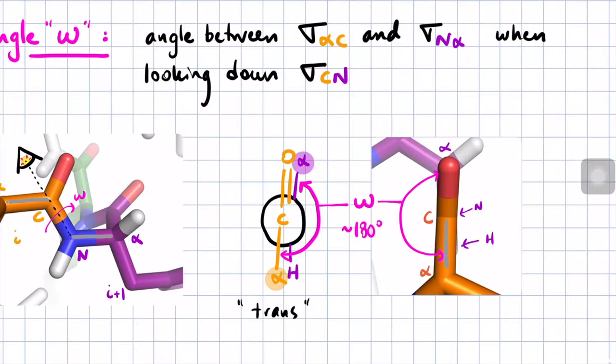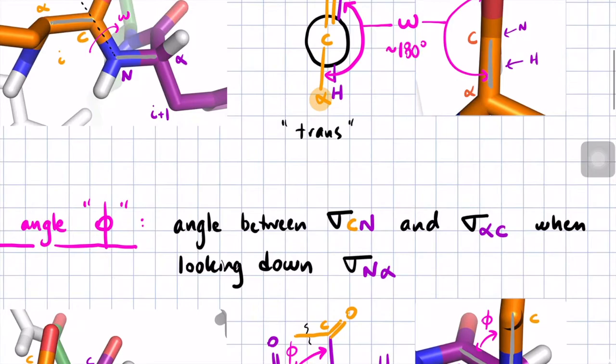There are examples where the alpha carbon in the front is eclipsed with the alpha carbon in the back. Those are called cis-amide bonds, and they're relatively rare, though they can be important in some structures.